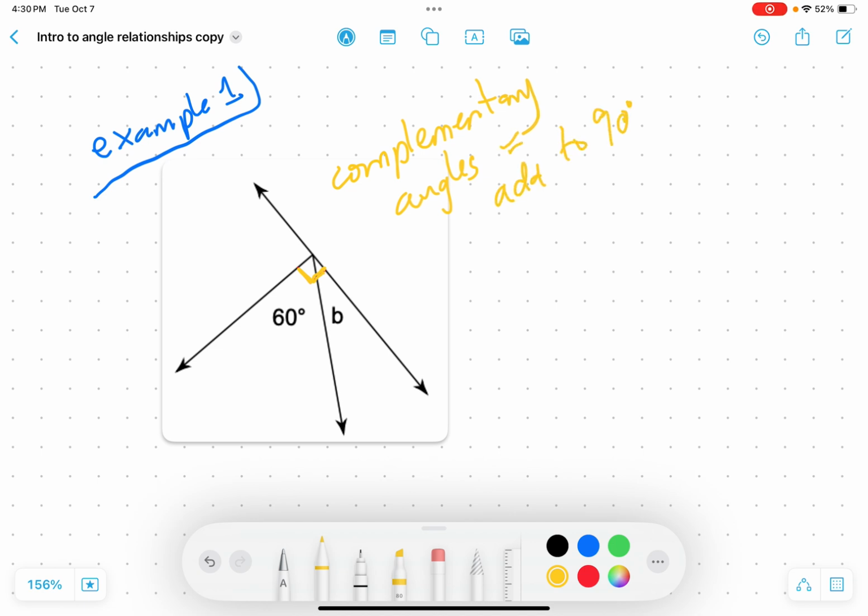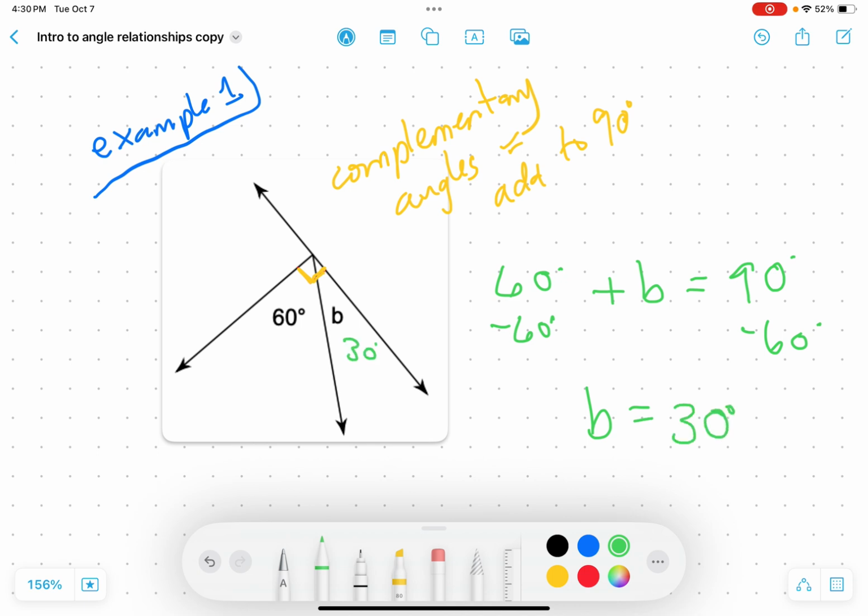So we're going to write a little simple equation. The equations will get harder, but for now we're just going to write 60 degrees plus b equals 90 degrees. So I can easily solve that, subtract 60. So I can see that b has to be 30 degrees. So that's an easy example. We're going to do a few more that get a little bit trickier.